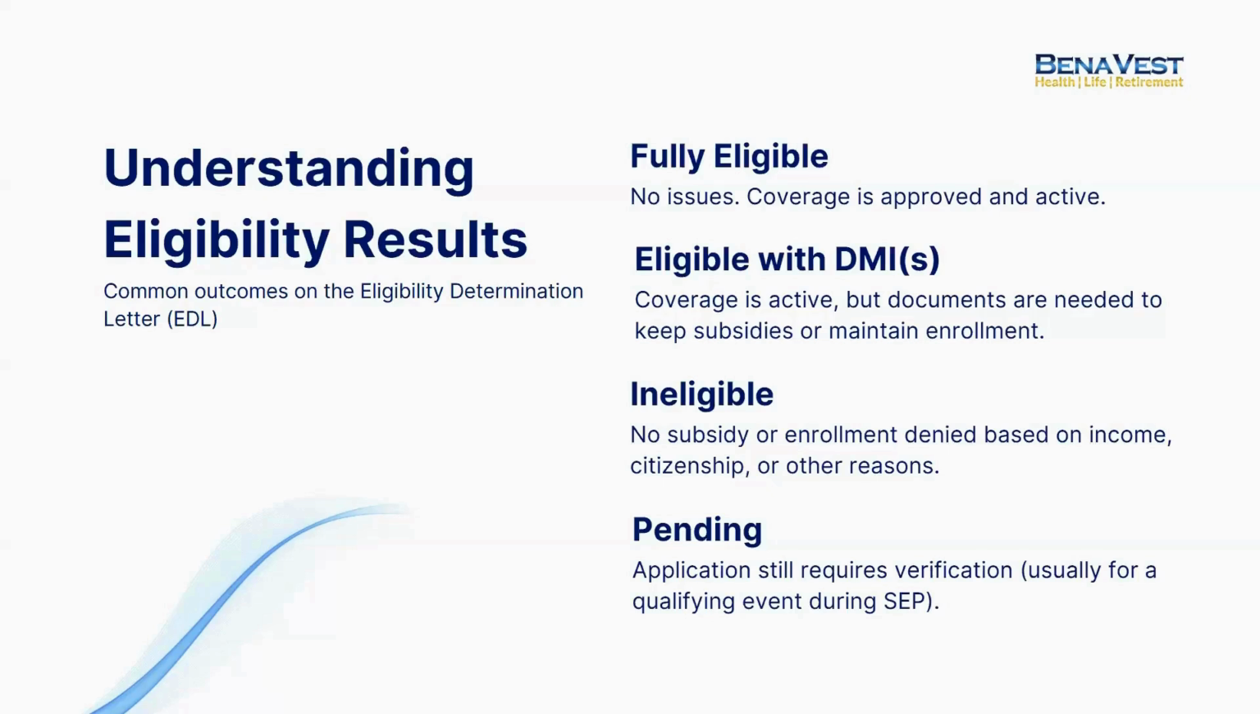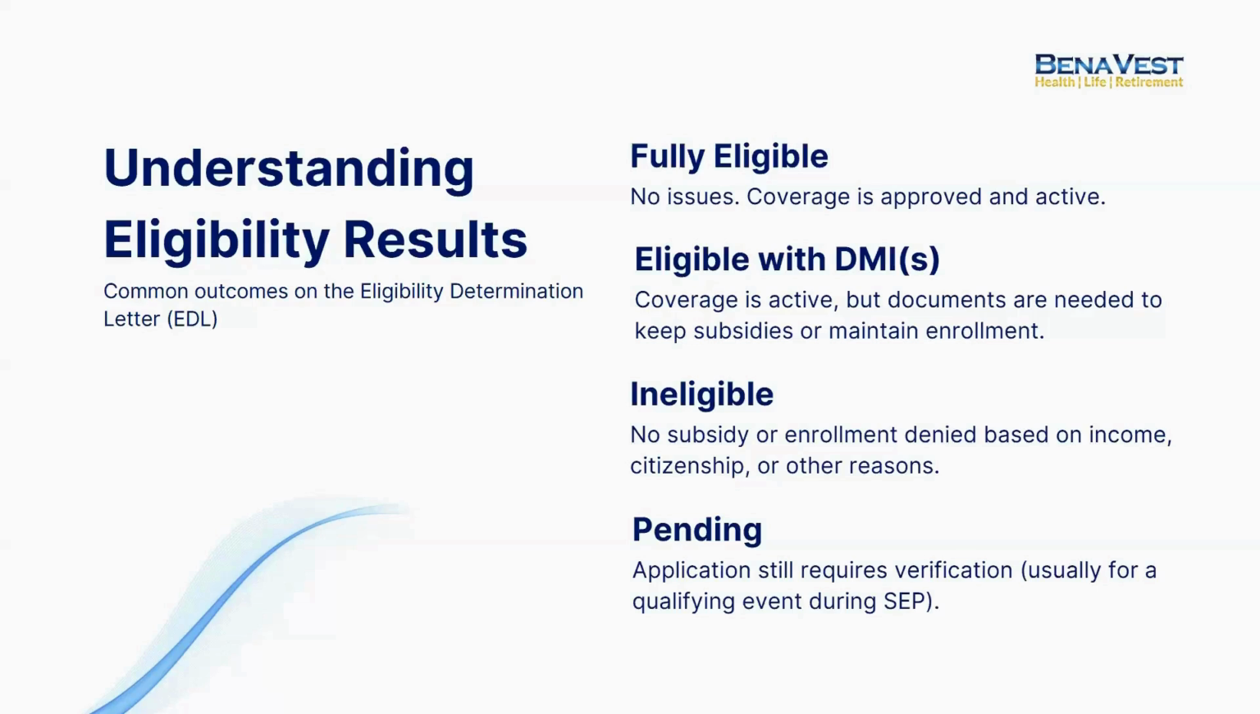The next one is eligible with a DMI. So that means coverage is active. Not obviously need to select the plan, so it's just saying that the coverage can be approved, but documents are needed to keep subsidies or maintain enrollment. We will jump into that in a little bit.